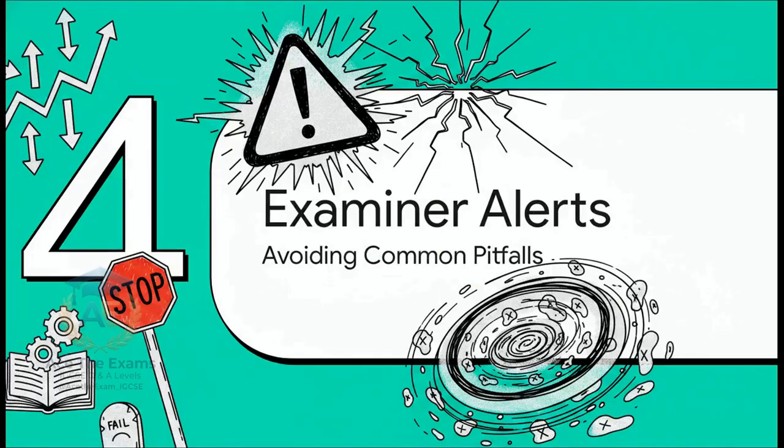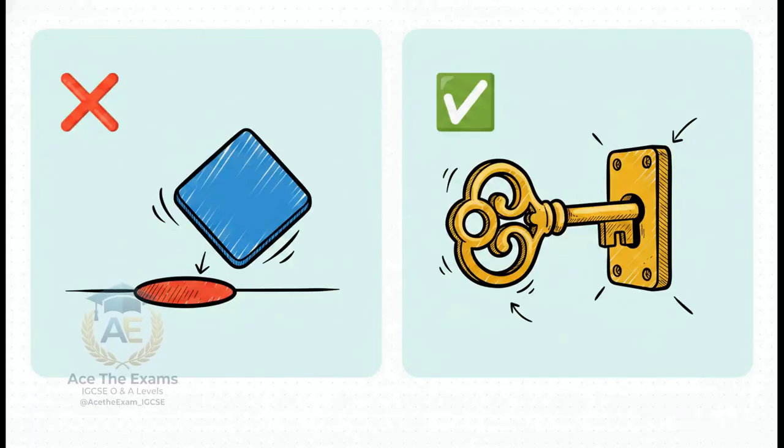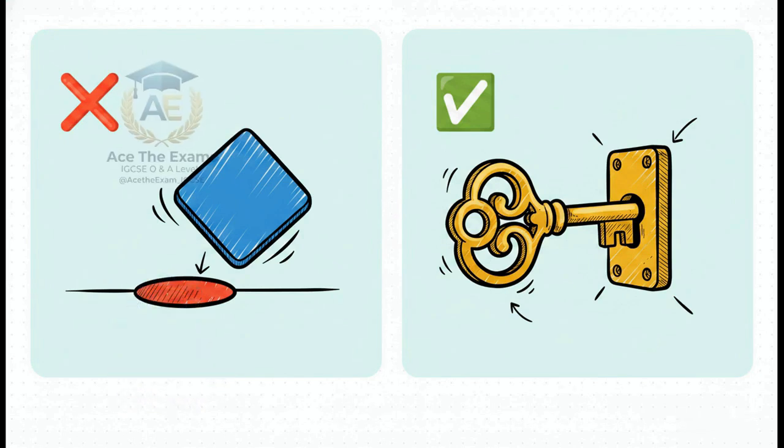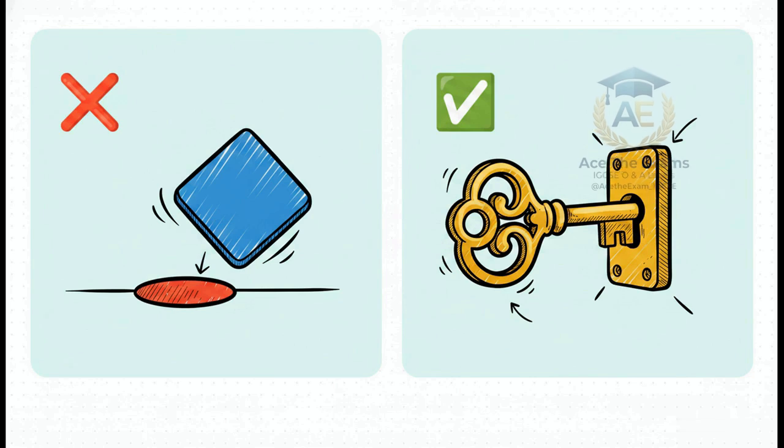Section 4. Critical Examiner Alerts. Avoiding Common Pitfalls. Welcome to our immersive visual workshop. I am going to present high-stakes warnings pulled directly from Cambridge Principal Examiner reports. First up, Visual Question 1. Look at the text comparison on the interactive board. The absolute number 1 classic mistake is giving generic answers instead of context-specific ones.